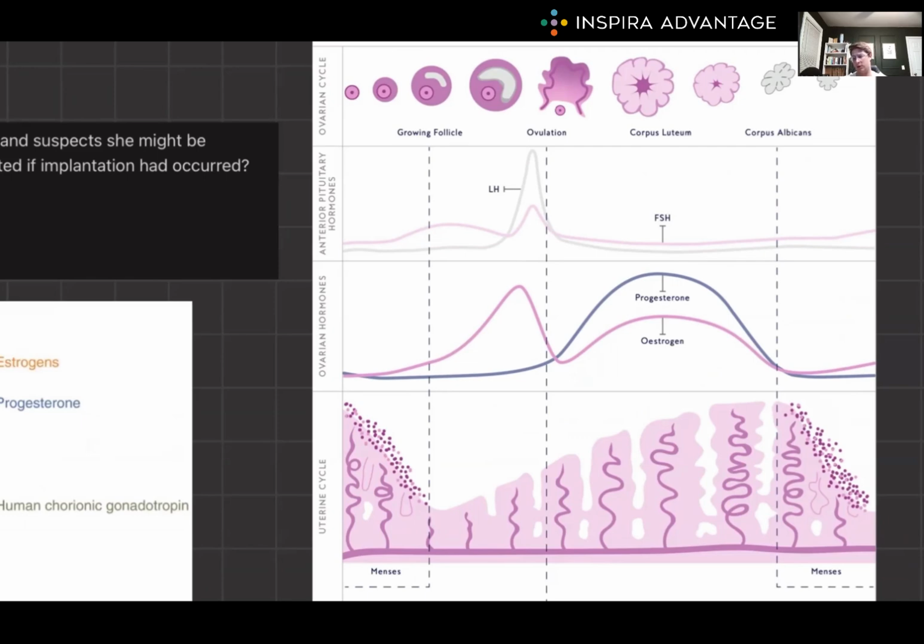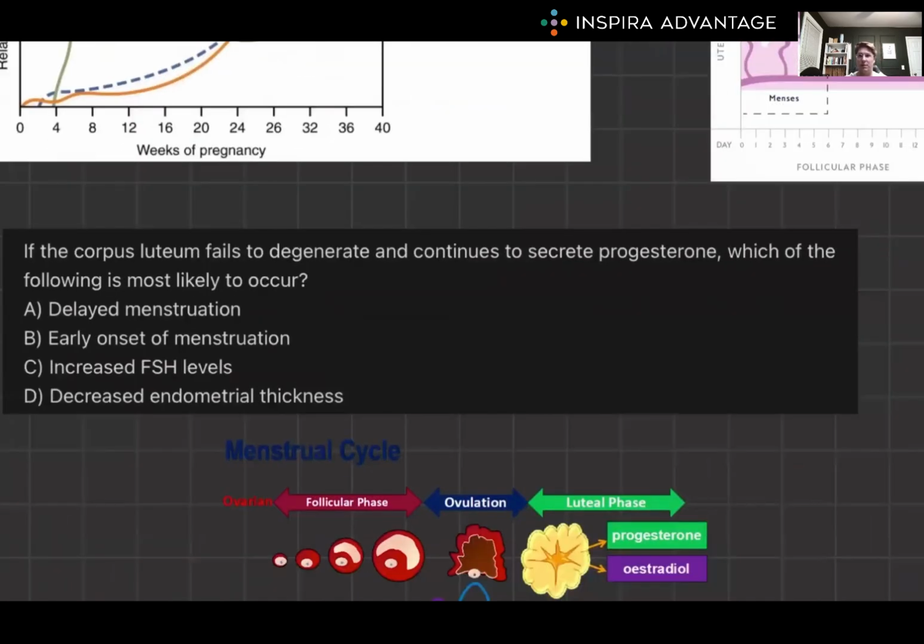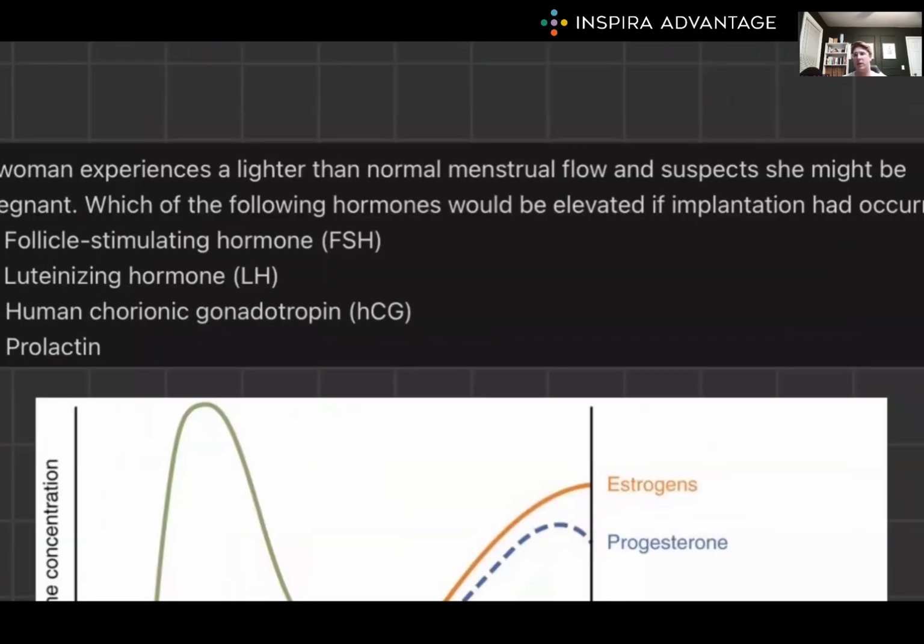Understanding how these hormones are signaling is super important, and luckily we just released a video on that, so go check it out. Now let's reinforce these concepts with an example problem. A woman experiences a lighter than normal menstrual flow and suspects she might be pregnant. Which of the following hormones would be elevated if implantation had occurred? FSH, LH, HCG, or prolactin?